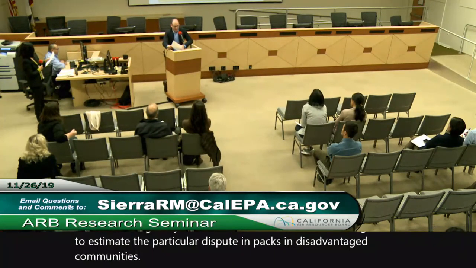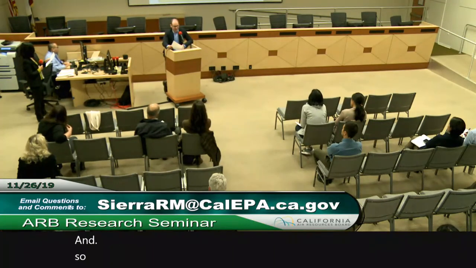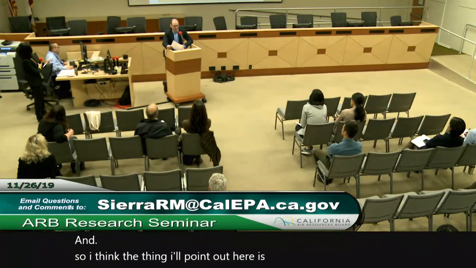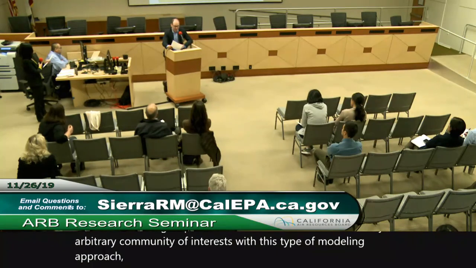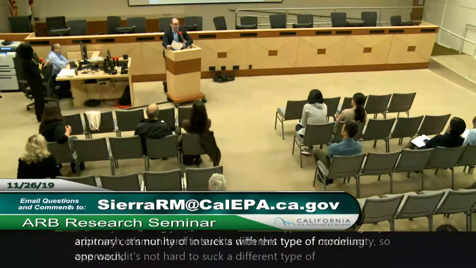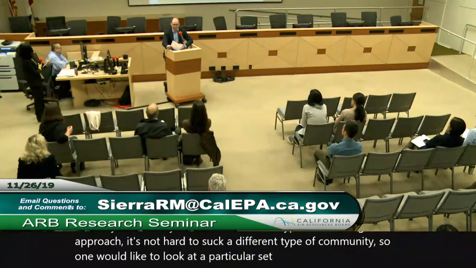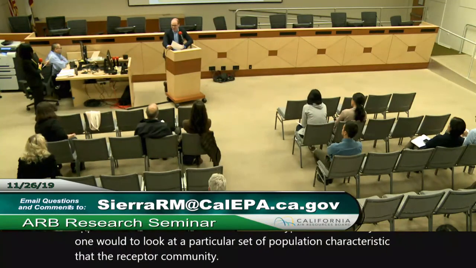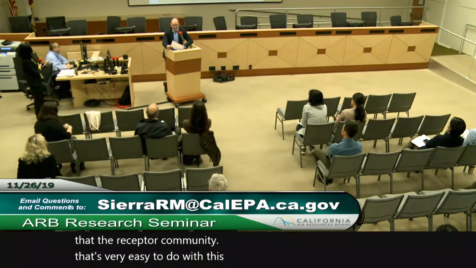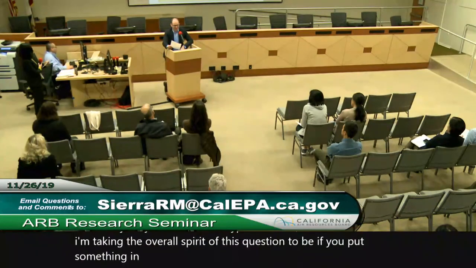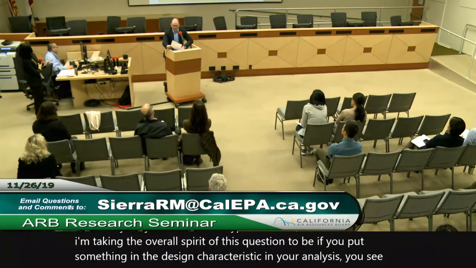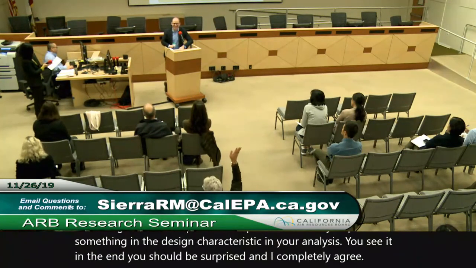And so I think the thing I'll point out here is that one can define any arbitrary community of interest with this type of modeling approach. It's not hard to select a different type of community. So if one would like to look at, say, a particular set of population characteristics as the receptor community, that's very easy to do with this type of model. But I think I'm taking the overall spirit of this question to be that if you put something in as the design characteristic in your analysis, you see it in the end, you shouldn't be surprised, and I completely agree. Yeah, Jeff.